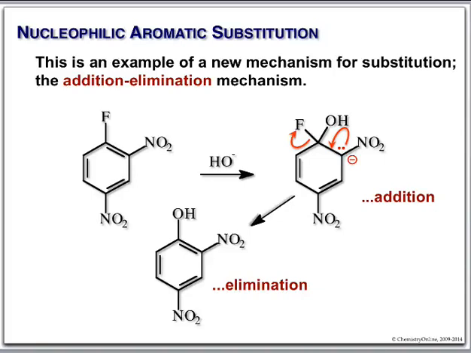Now, in order for this to work, the ring has to be really electron deficient. So nucleophilic aromatic substitution, you're talking about something with lots of nitro groups and usually a halogen or a leaving group. Bottom line, aside from the mechanism, the bottom line to remember, leaving group leaves, nucleophile replaces it.